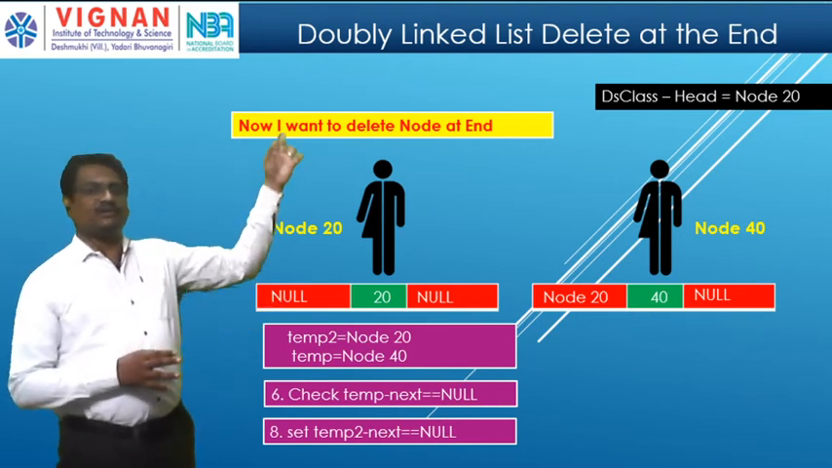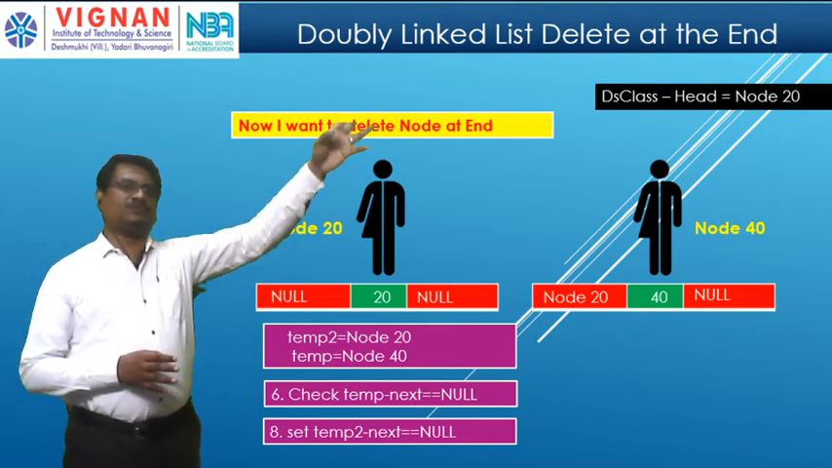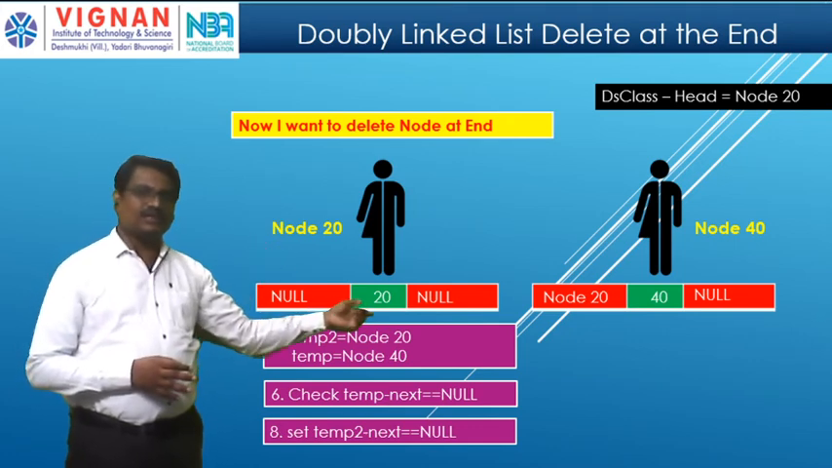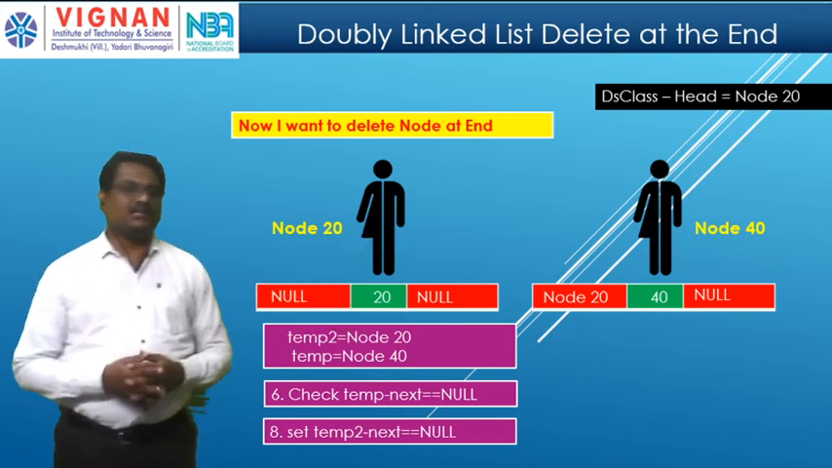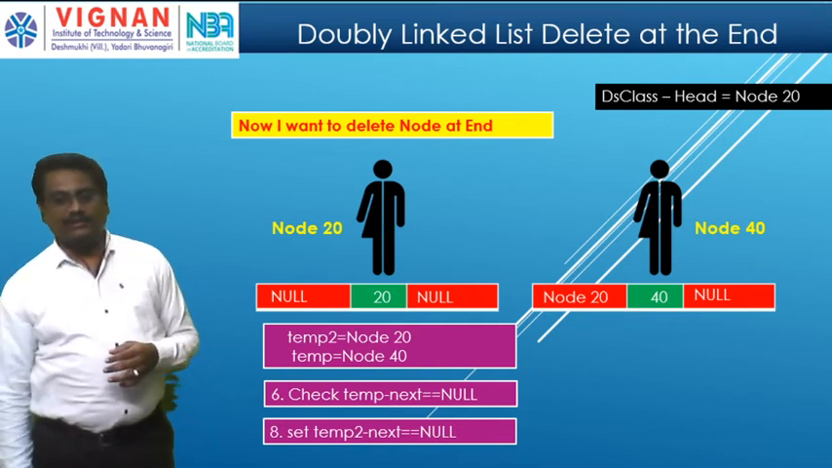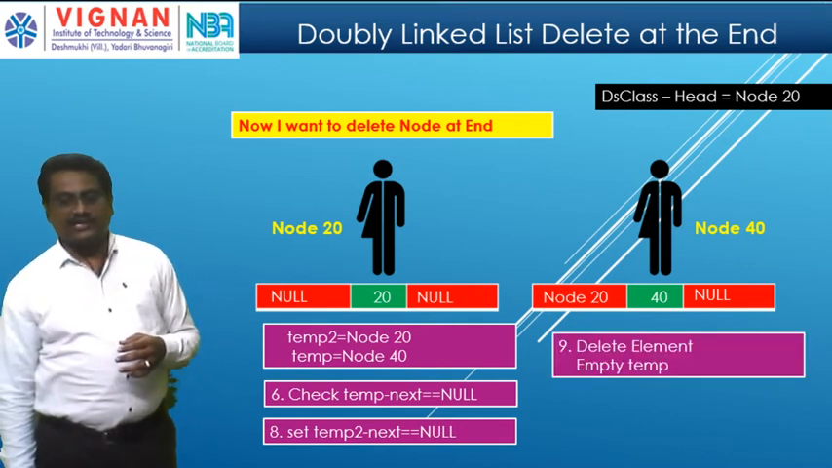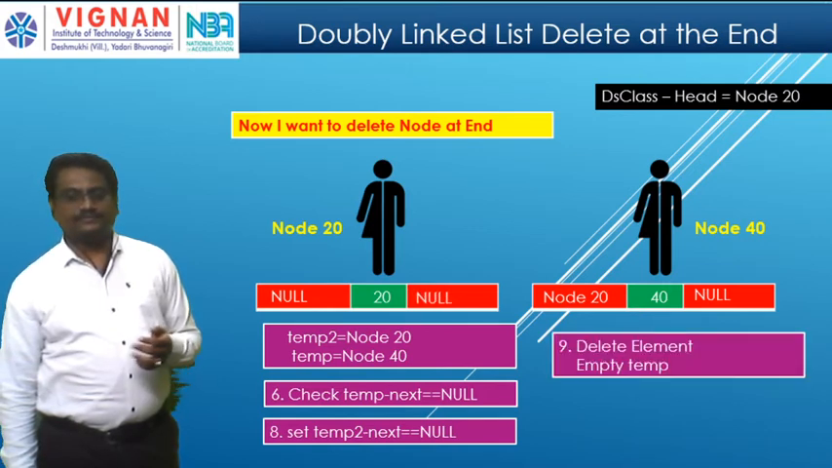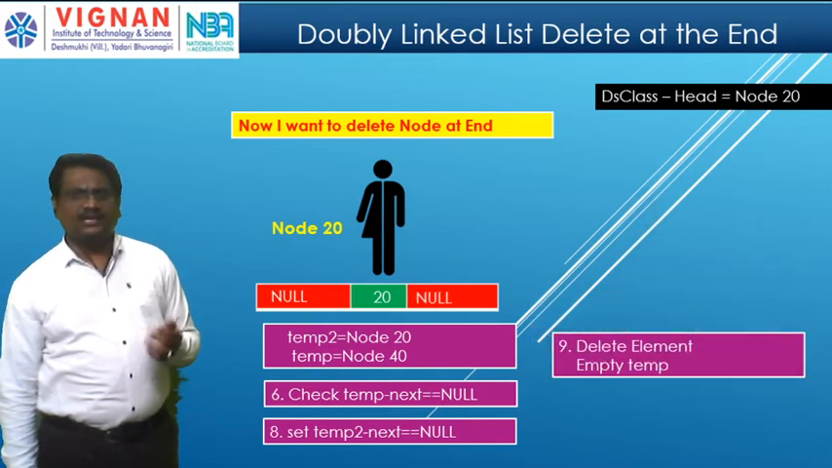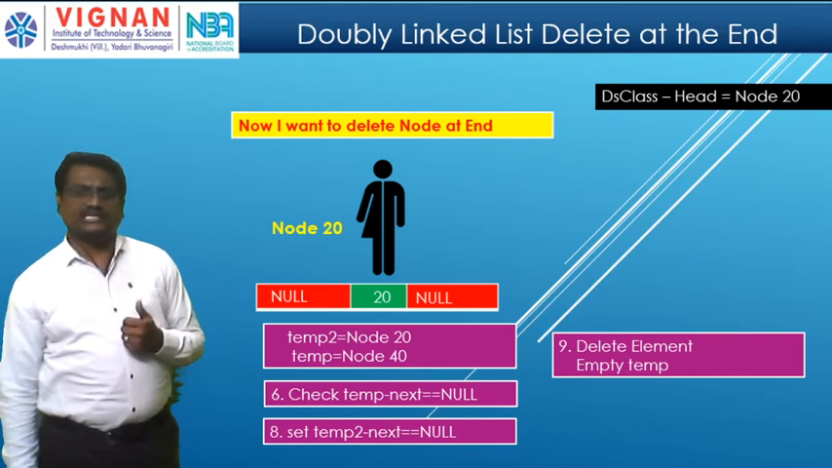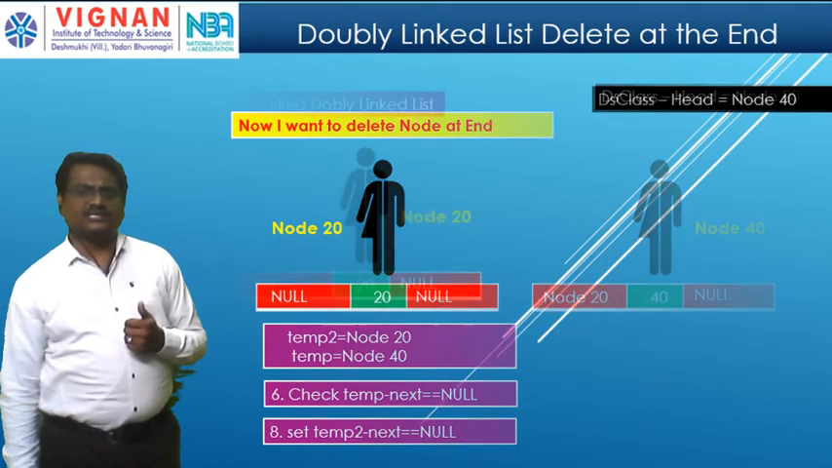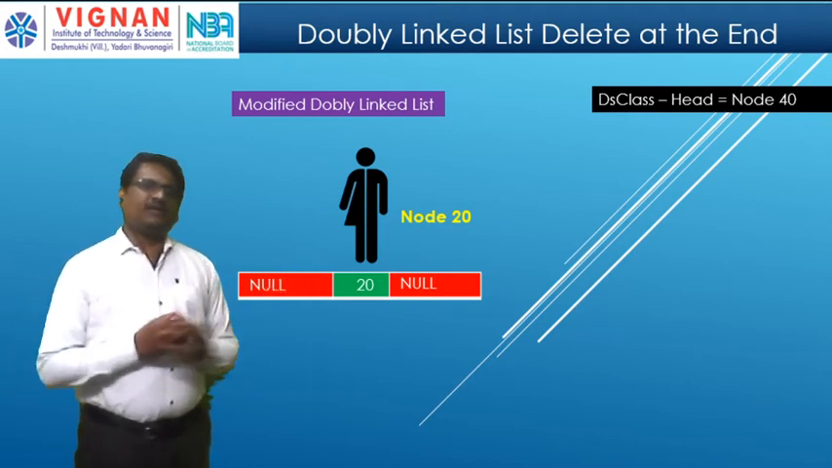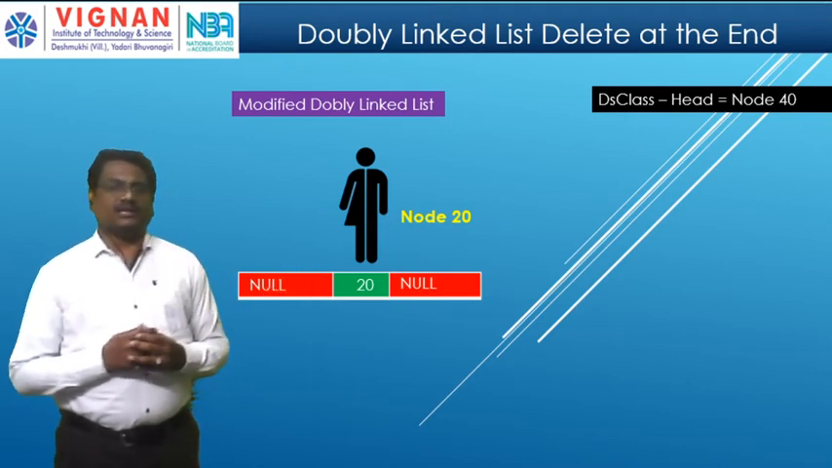So if you observe here head refers to node 20. So here linked list refers to node 20. Node 20 refers to null. That means node 40 is not in the linked list. Am I right? Now what I am going to do? I need to empty that space. So I am deleting that node 40. Now I successfully deleted and the process has been done. Now here it is my modified double linked list.